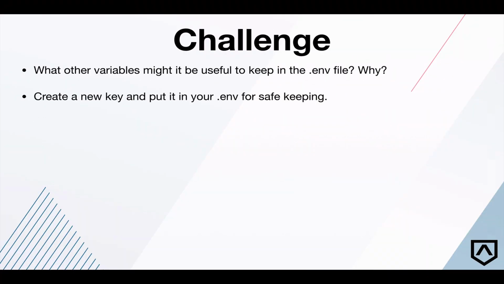So as a challenge, take a look through your settings file and see what other variables there might be that it would be useful to put in the .env file, and why it would be useful to put them in. And then just in case you've accidentally already checked your key into source control, go ahead and make a new key and put it in your .env file. Do some Googling, figure out how to generate a new Django secret key.